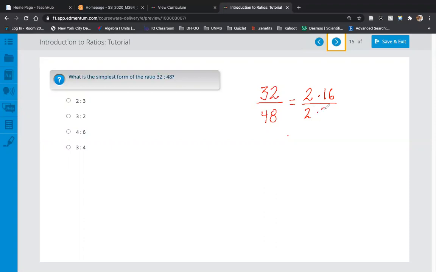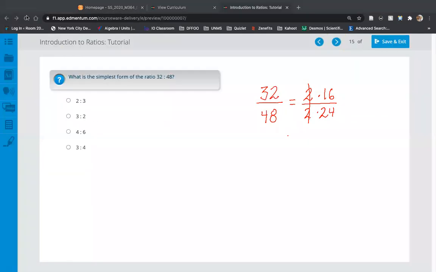24. Okay, good. Thank you. So 2 times 24, right? I have a common factor of 2. So I'm going to cross the 2's out. Now I'm left with 16 over 24. But I'm not done yet because this isn't simplest form, right?